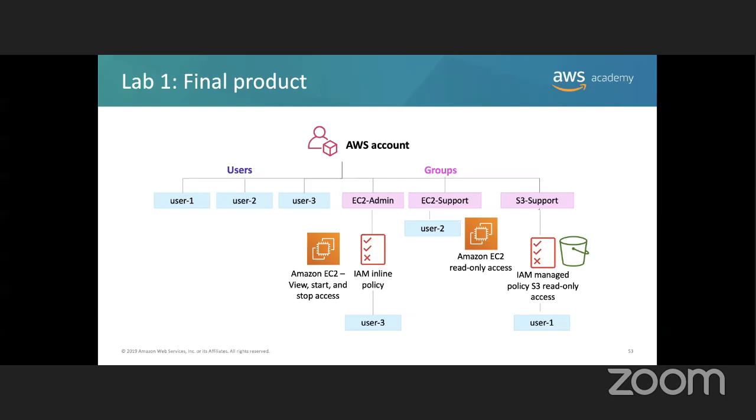And that user 3 can have access to Amazon EC2, to view, start, and stop the access. Now, we're going to see that in the EC2 support group, there is Amazon EC2 read-only access. And in the S3 support group, we're going to have user 1 that has an IAM policy to read only in S3. So that's going to be the final product of your lab.